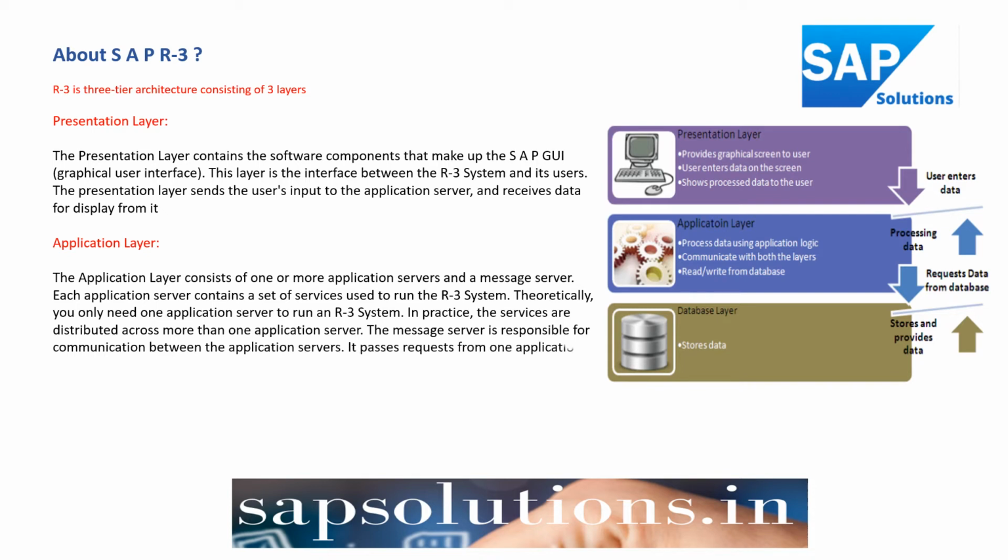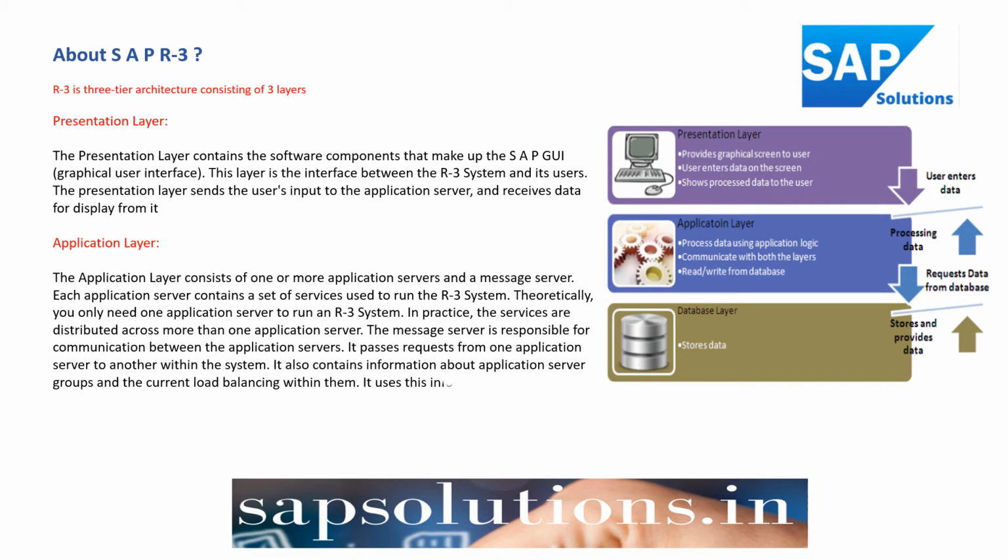The message server is responsible for communication between the application servers. It passes requests from one application server to another within the system. It also contains information about application server groups and the current load balancing within them. It uses this information to assign an appropriate server when a user logs onto the system. ABAP programs run in the application layer.